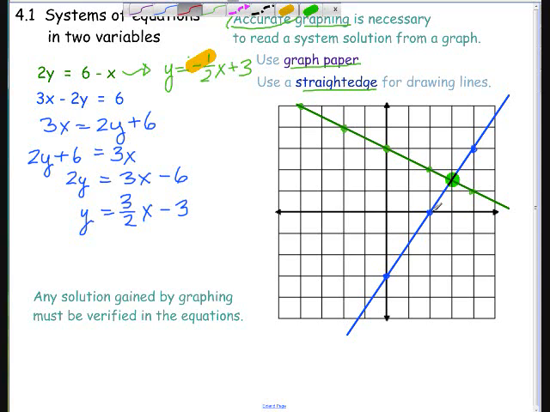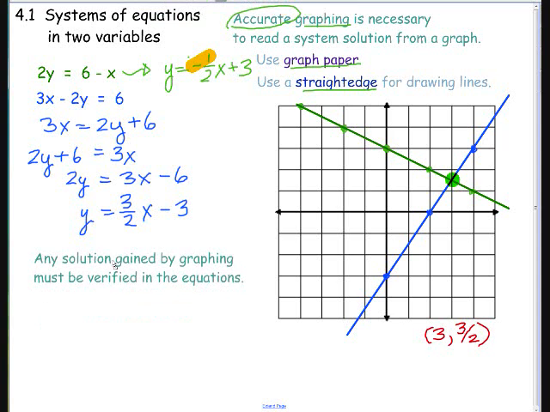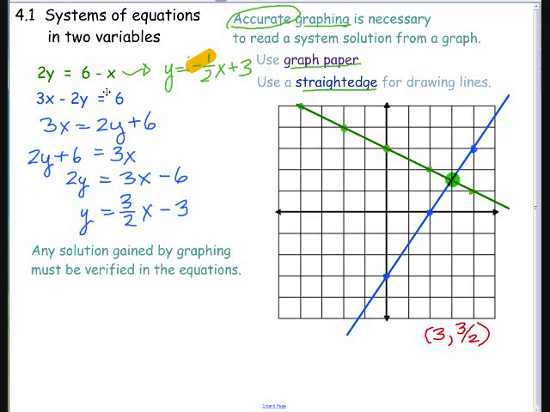If I try to read it now, it looks like it is at x equals 3, and I don't know about this. What do you think? Y is 1.5 or 3/2? Looks like that might be true. Any solution gained by graphing must be verified in the equations. All right, I'm willing to do that.